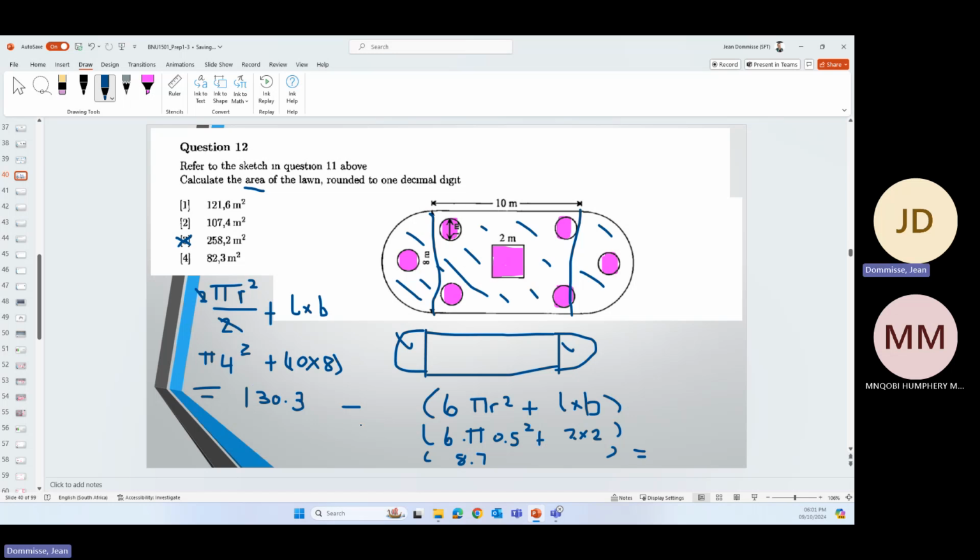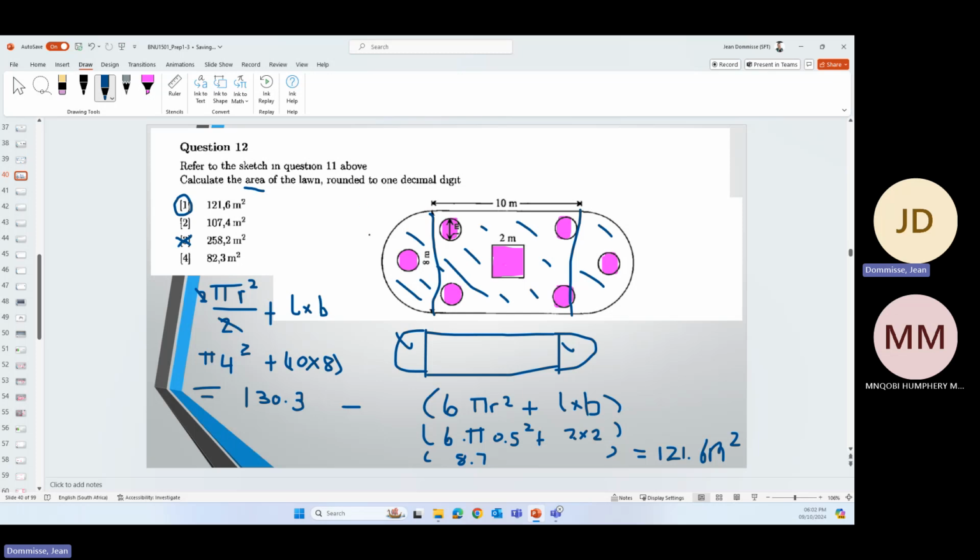Let's see, is 130.3 minus 8.7 going to give us one of the answers? So I get that the final answer is 121.6 square meters. And then if we look at our options, there is 121.6 square meters.